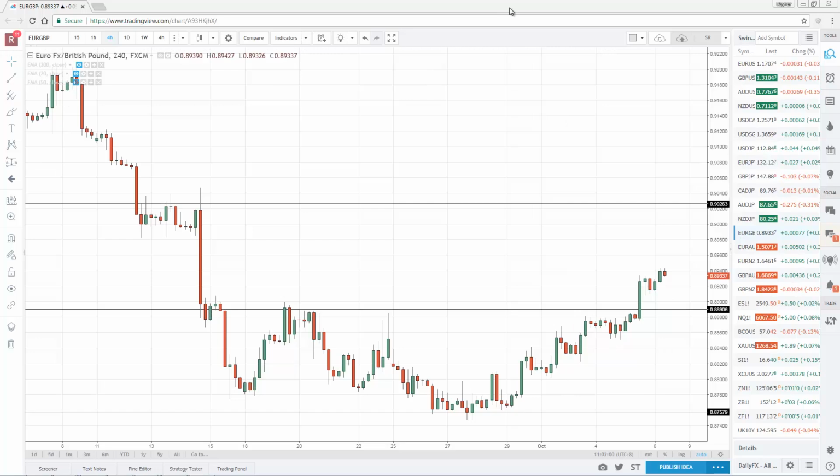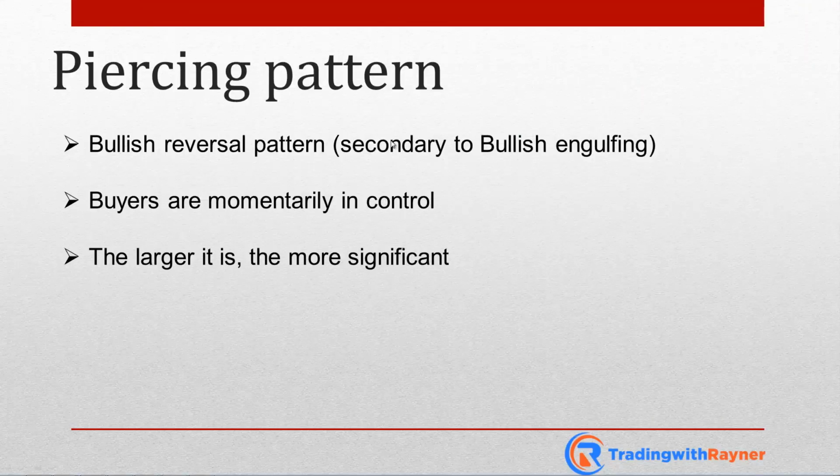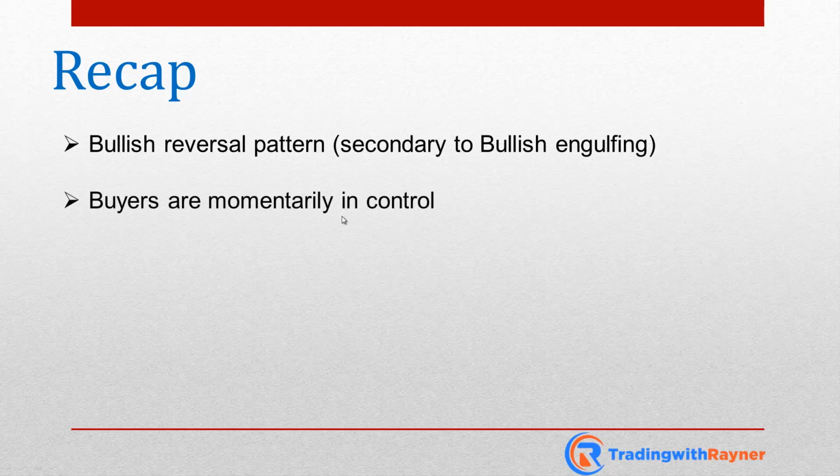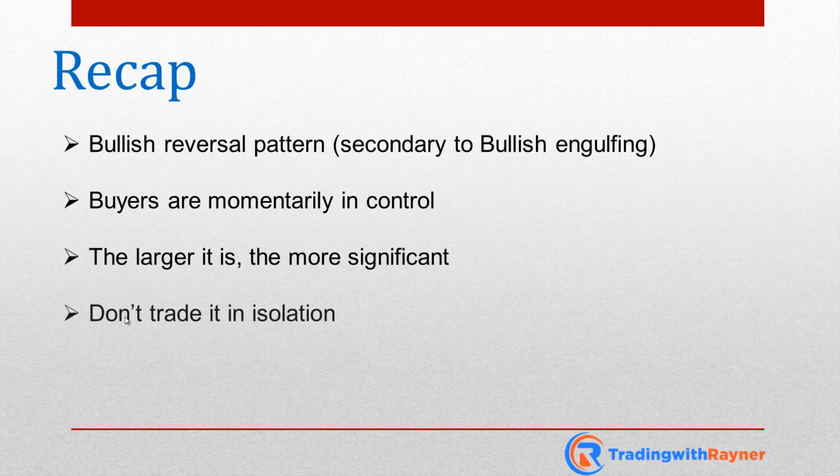Okay, so now that you know what it looks like, let's do a quick recap. A piercing pattern is a bullish reversal pattern, but it's secondary to the bullish engulfing because it tends to be smaller in size, and it doesn't close above the previous candle. Buyers are momentarily in control, and last but not least, the larger the pattern is, the more significant it becomes. And the most important thing is, again, don't trade these candlestick patterns in isolation.